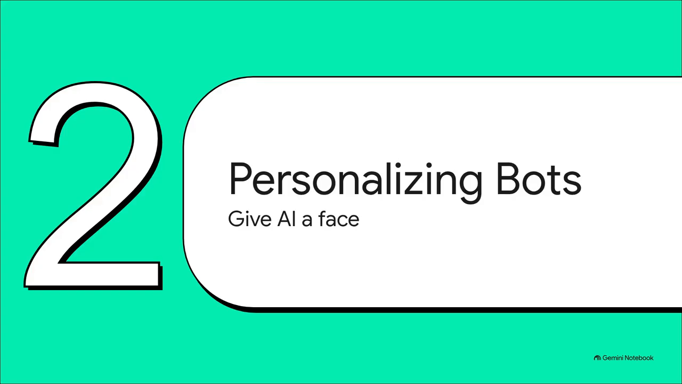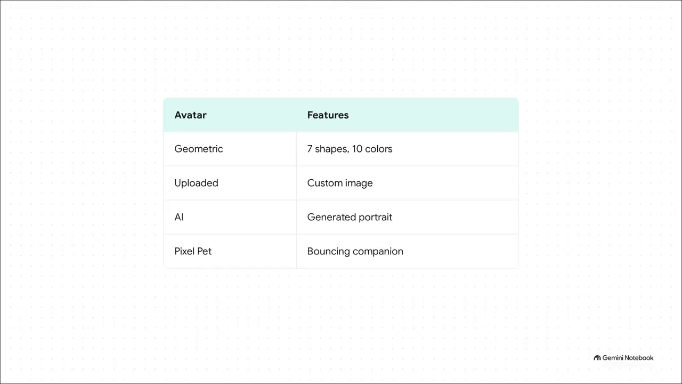Moving right along to Section 2, personalizing your bots, giving AI a face and a personality. Because, let's be real, an AI team shouldn't just feel like a boring spreadsheet. You've got so many incredible options for avatars here. You can pick from these really cute geometric faces. They come in 7 different shapes and 10 colors, and they actually have blinking eyes that scan back and forth while the bot is actively processing a prompt. Or, of course, you can upload any custom image you want.